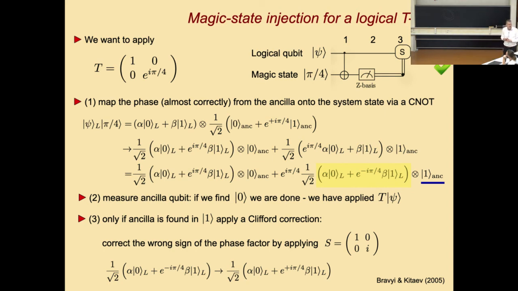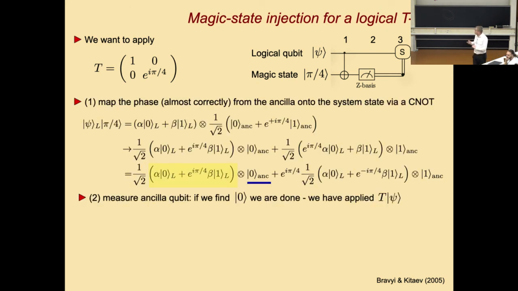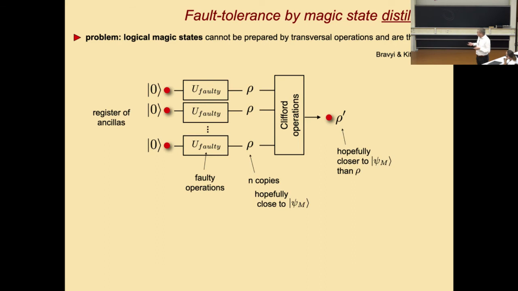Now, to obtain this magic state, it seems like you also need to apply a T gate to it. Yes, exactly. So I've been cheating, right? I've exactly taken this magic state. That's what we get now. How do we get the magic state? How do we get it fault tolerantly? And we cannot do the magic state easily.